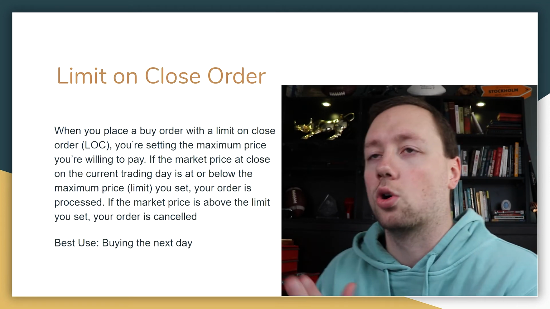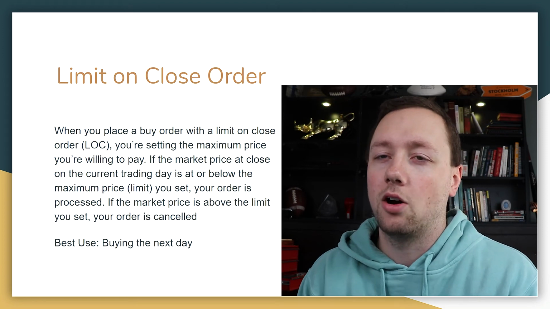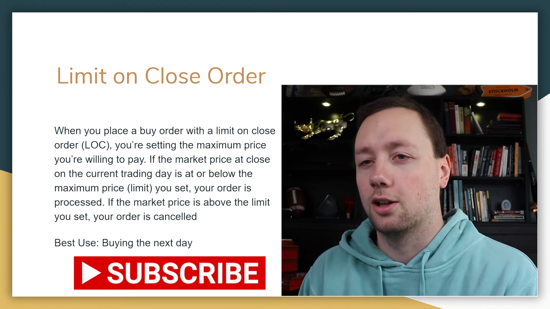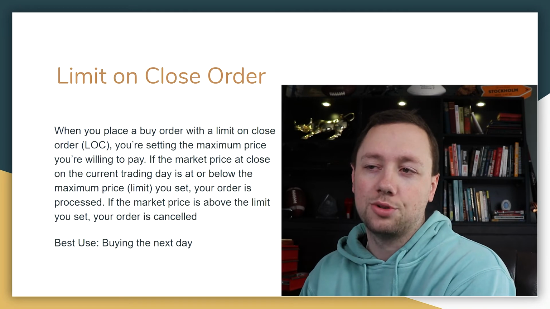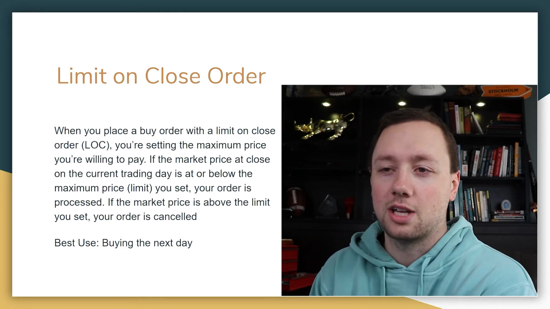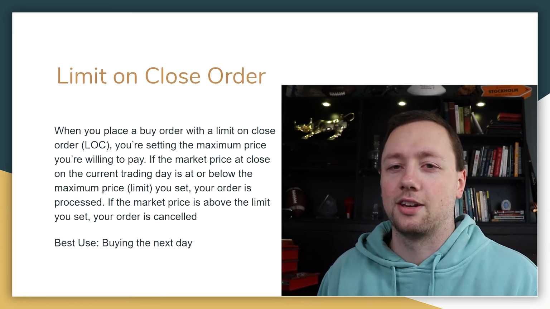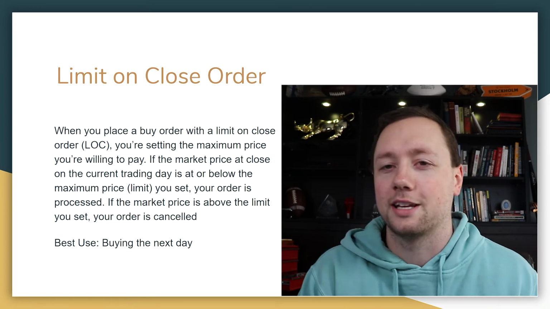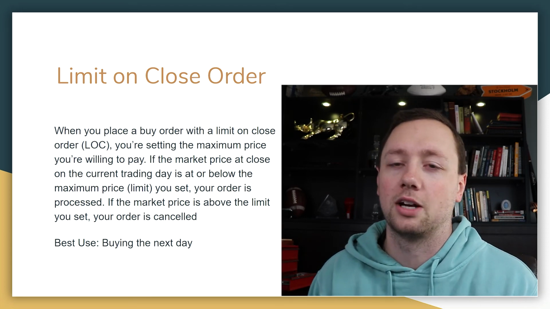Now the last type of order is a limit on close order. When you place a buy order with a limit on close, you're setting the maximum price you're willing to pay if the market price at close on the current trading day is at or below the maximum price that you set. Your order is then processed. If the market price is above the limit you set, your order is canceled. Basically, this is for buying in at the end of the day. So if Apple has a massive, massive drop and you say, okay, I want to get into Apple, but if it shoots back up, I'm out. That is when you would use the limit on close order.